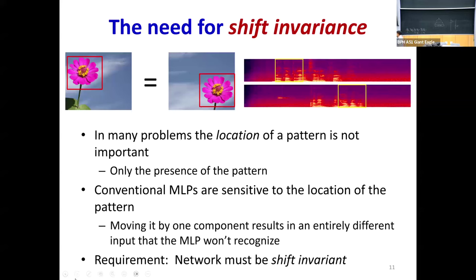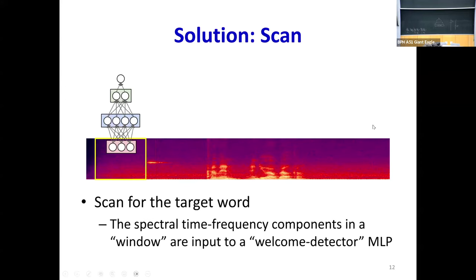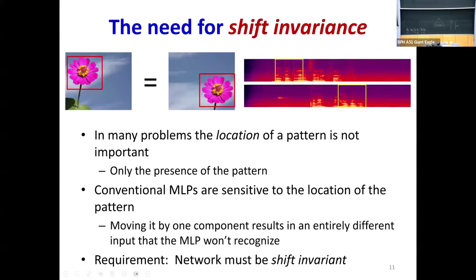Now, conventional MLPs are sensitive to the location of the pattern. So if I just move the entire flower by just one pixel, as we saw, the input now lives in a different subspace. And so the network is not going to fire. So you want the network to continue to fire even if the basic pattern itself has been shifted in the input. In other words, you want the network to be shift invariant, right? Now, what's the solution for this?